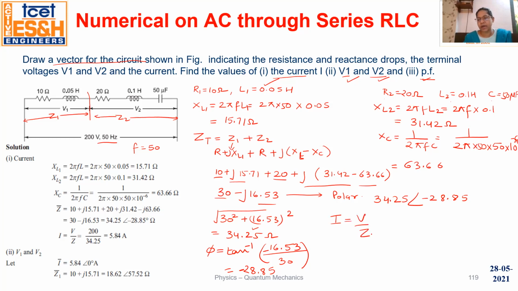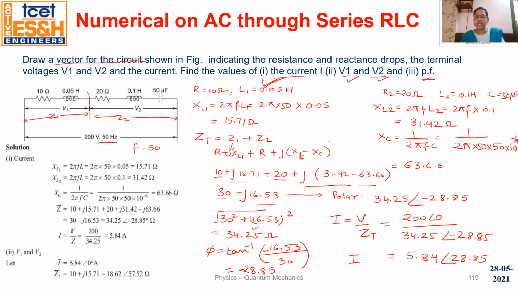I is nothing but V by total Z, because this is a series circuit. So V is already given, 200 angle 0, and ZT is 34.25 angle of minus 28.85. On solving, we will get the current 5.84, and write the angle also. This is the current. So this is our total current. From this point, total current is found.